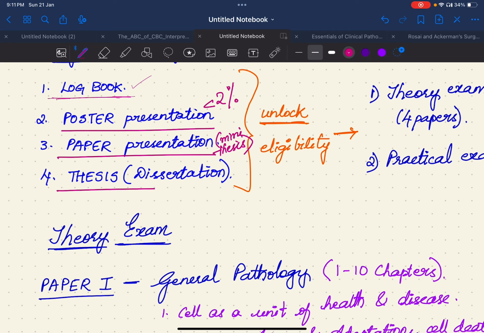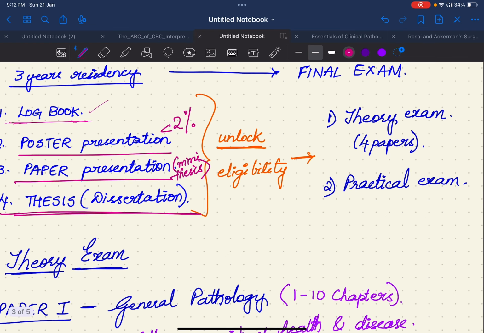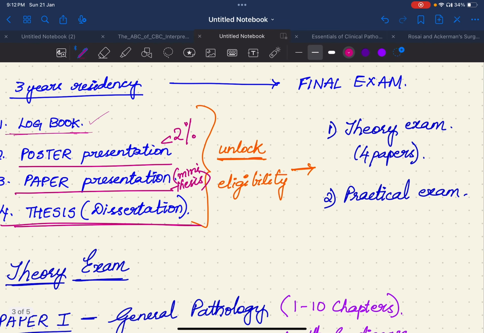And most importantly, the thesis or dissertation. You have to do this over a period of 3 years and get it approved before 6 months. Submit and get approval 6 months prior to your final examination. I'll discuss the thesis in detail in our next video. After you complete these things, you get unlocked. That means you get the eligibility to appear for the final examination, theory and practical.